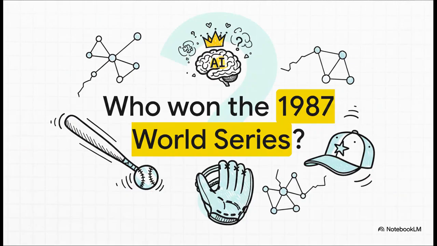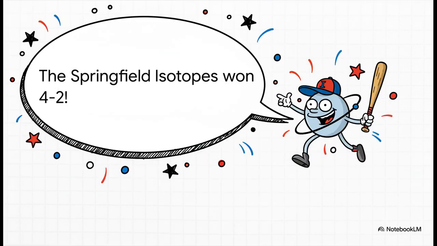To show you exactly what I mean, let's start with a really simple test. We're just going to ask an AI a basic, verifiable trivia question. This should be a piece of cake, right? Okay, who won the 1987 World Series? And the answer is the Springfield Isotopes 142.